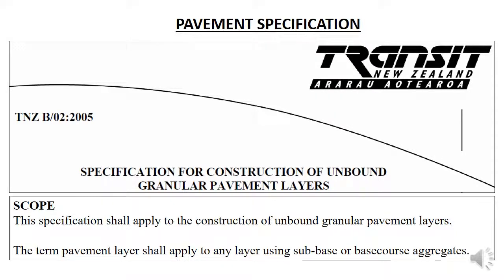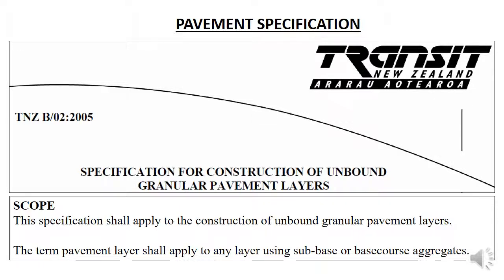This specification, TNZ B2, sets out the requirements for the pavement construction. For example, Section 4 states that the pavement layers need to be of uniform thickness. Section 5 sets out the tolerances for the pavement width and level. Tolerances are how much deviation from the specified dimension is allowed. We will look at the tolerances in more detail later on.